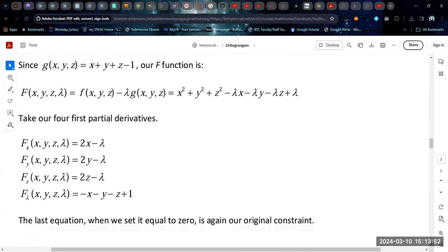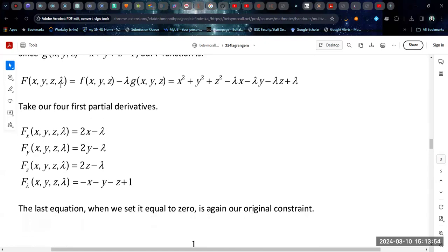And when I take my derivatives, I now have to take 4 first partial derivatives. So f sub x, 2x minus lambda, f sub y, 2y minus lambda, f sub z, 2z minus lambda. We get all of those 2x, 2y, 2z's from here, and then the lambdas all come from here. And then the derivative for lambda is going to get us just the negative of our original constraint, basically. And when we set it equal to 0, it is in fact our original constraint.